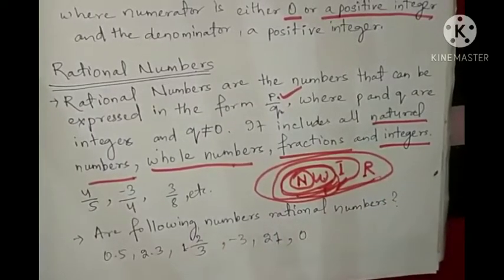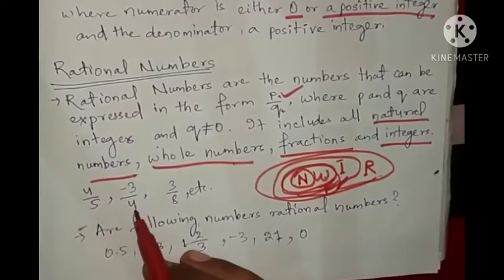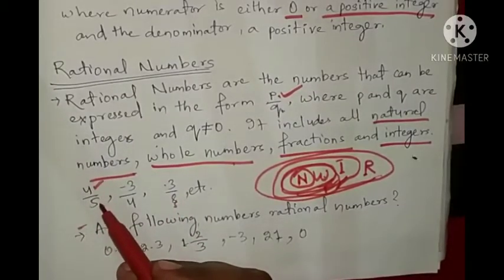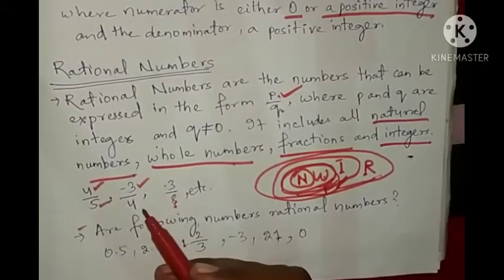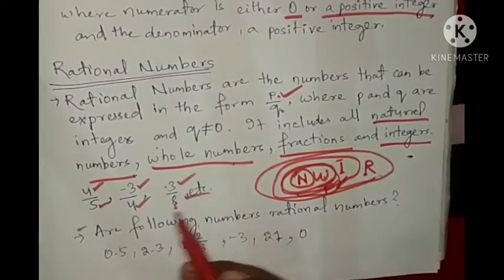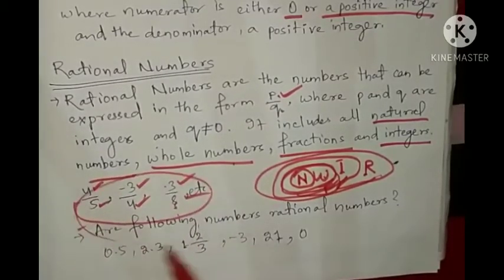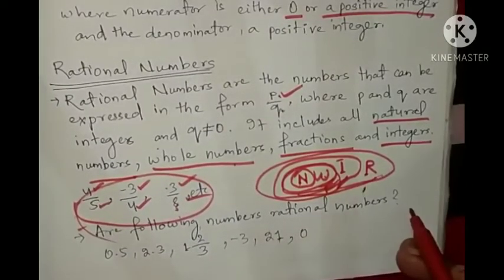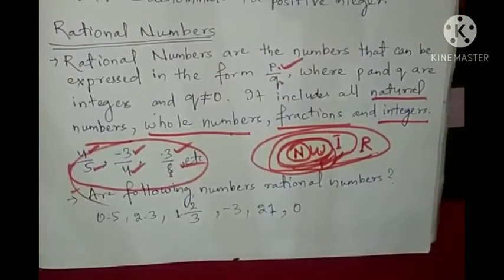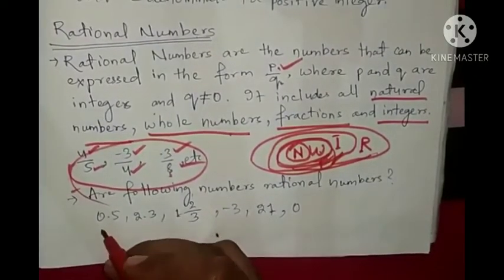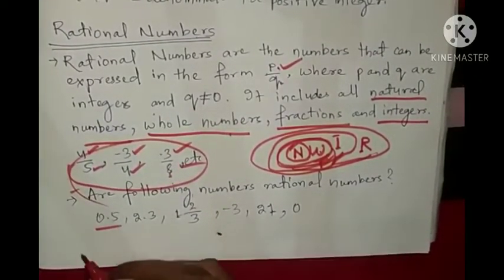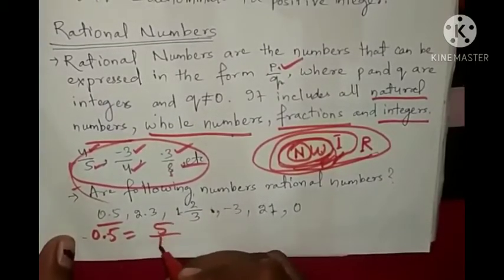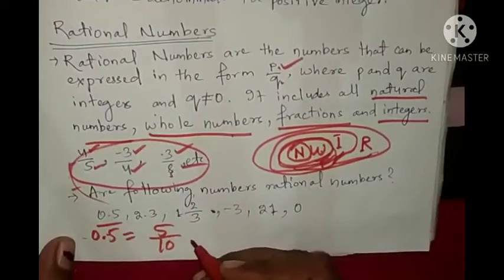Let's see examples: 4 by 5, minus 3 by 4, 3 by 8. Here 4 is a positive integer, 5 is a positive integer, so all these are rational numbers. Next, are the following numbers rational numbers? 0.5 is a decimal number, but 0.5 equals 5 by 10. Now this becomes a rational number.